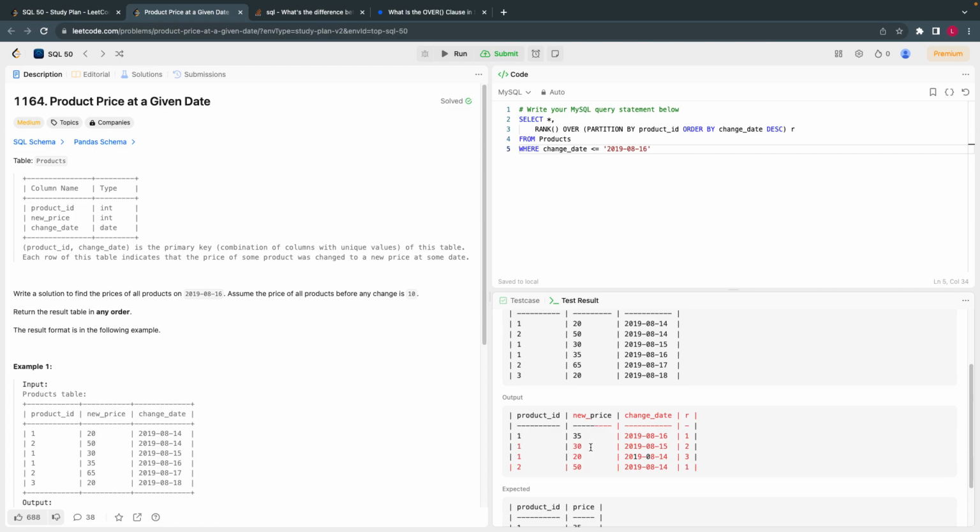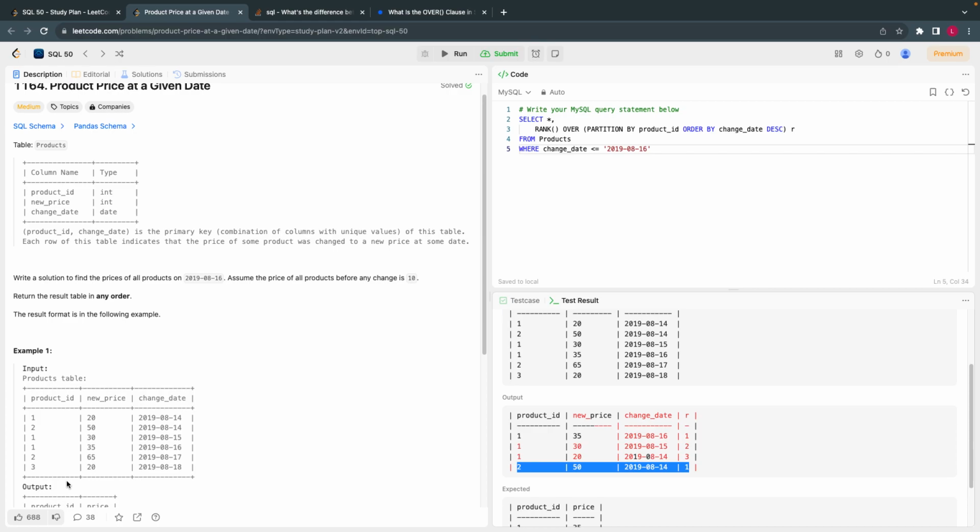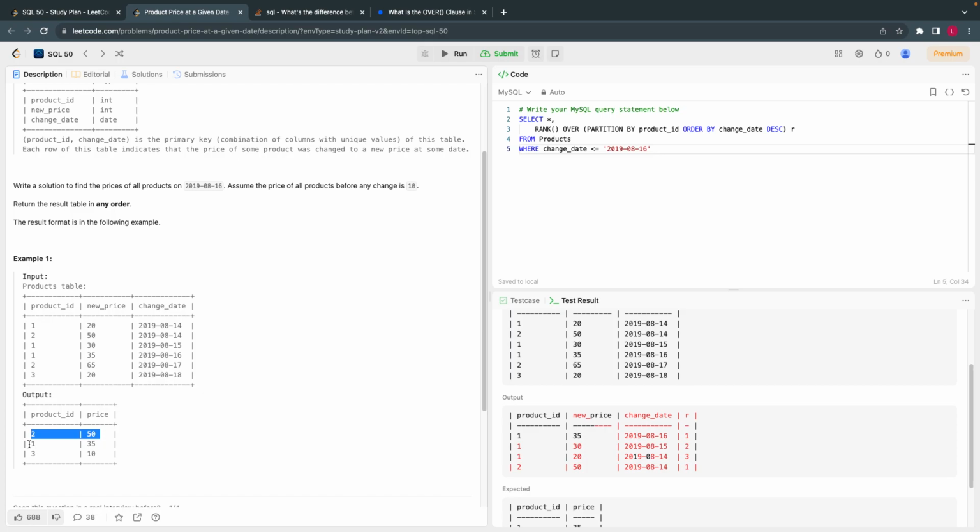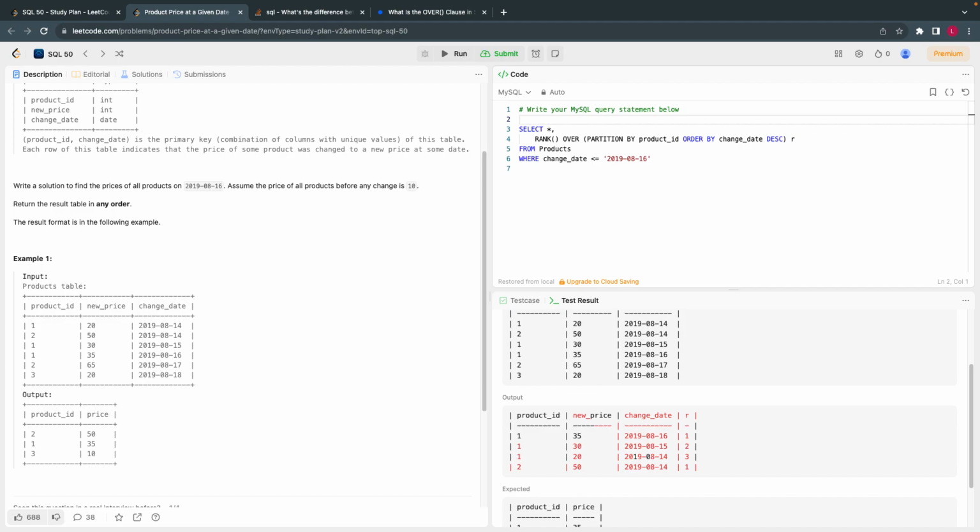So I just have to take, for product 2, if you see here, I got rank 1, I just have to say wherever there is a rank 1, you just take it, fair enough. For 2, I got 50 as this, and for 1, I got 35, so wherever there is a rank 1, I will get it. So this is half of the problem done. What I will do is simply create a common table expression, a rank CTE. I'll keep this information in a temporary table.